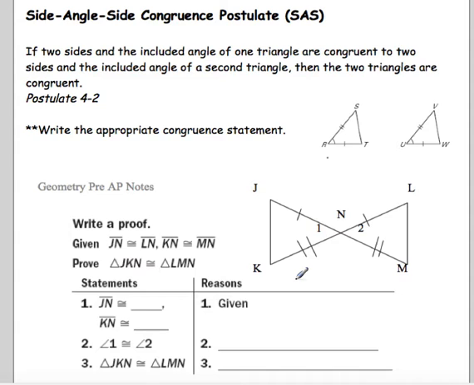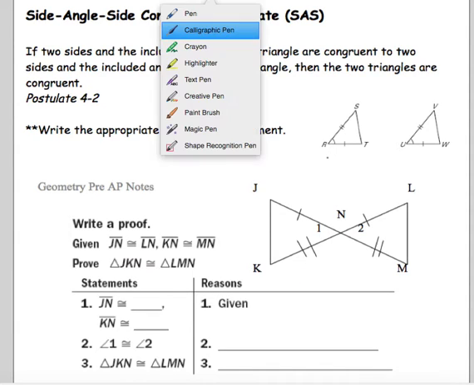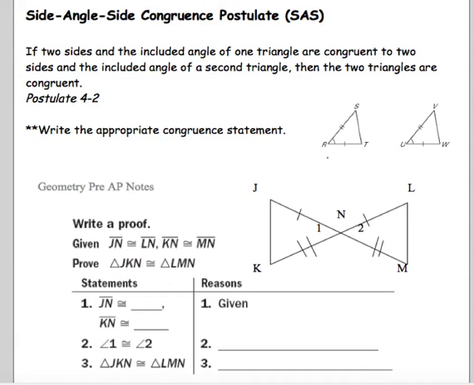The next one is side, angle, side. If 2 sides and the included angle, and that word there, included, is very important to know what that means.